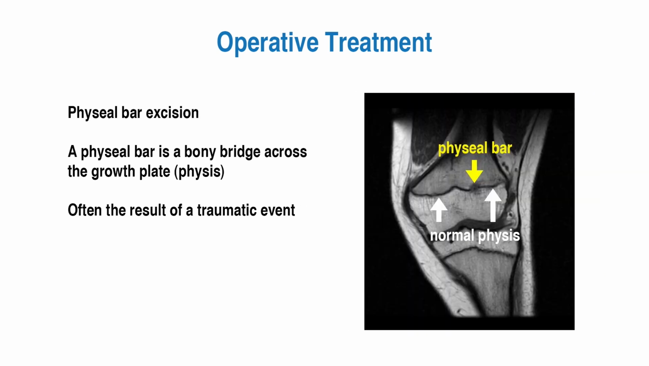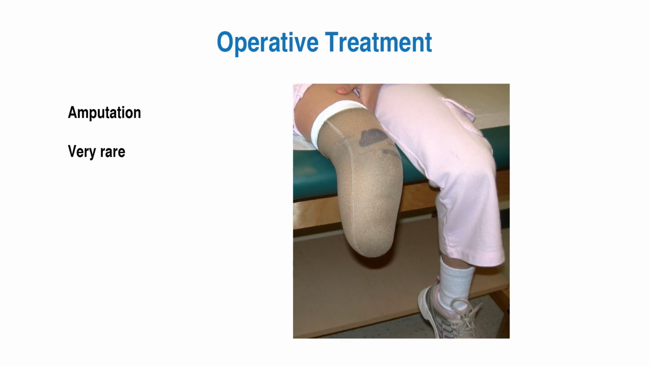Physeal bar excision is reserved for patients that have a bony bridge through their growth plate that involves a large portion of this, and the patient needs to have at least 2 years of growth left for this to be performed. Finally, amputation and prosthesis are reserved for patients that are going to have a significant leg length discrepancy, which is generally over 20 centimeters, and patients that have a non-reconstructible limb.